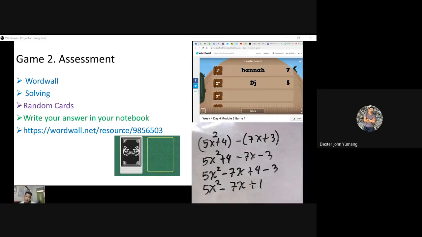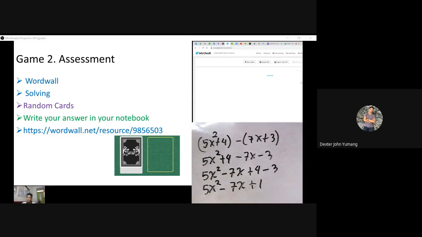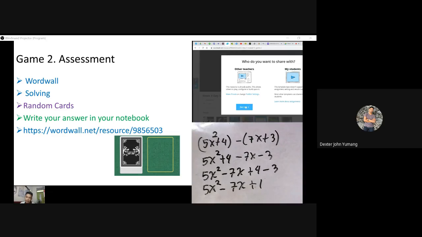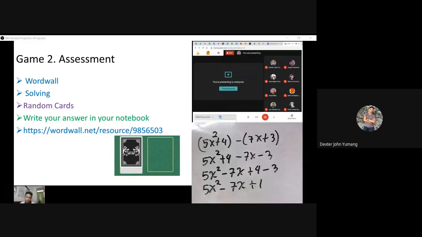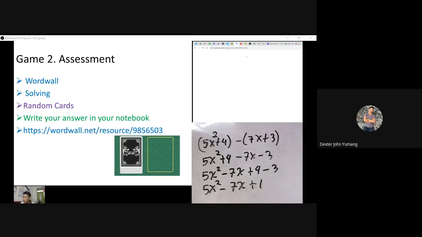So ano pong mangyayari sa card? Ipa-flash niya po yung mga question. So let me share it to you for a while. This activity is 20 minutes only. So these are the cards. Okay, your time starts now. 20 minutes lamang po. Again, 10 po ang cards pero 5 lang po ang sasagutan ninyo.